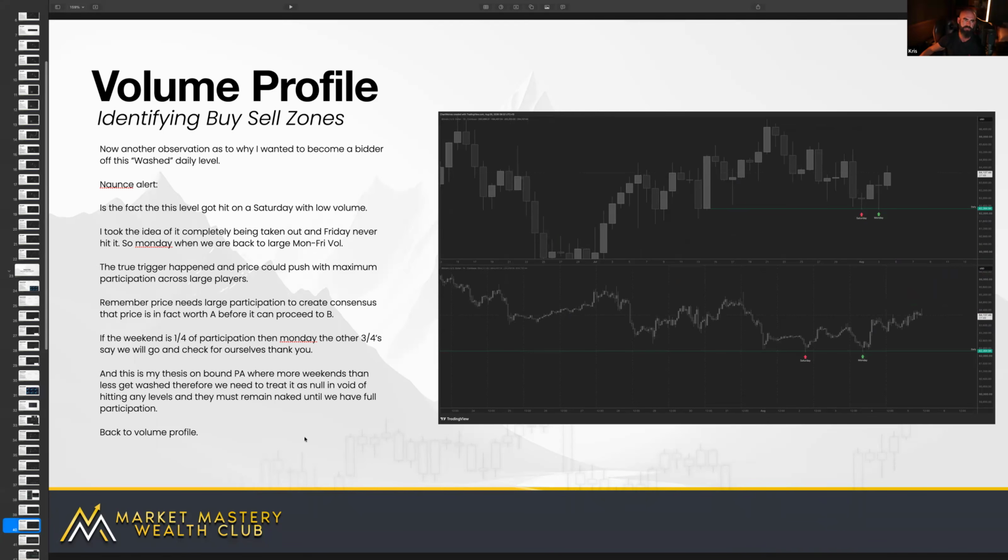So now another observation as to why I wanted to become a bidder off this washed daily level. Some of you, if you did notice, I was talking about getting in off, like when we got in off that trade on Monday, taking out the weekend. Well, it was actually Saturday that hit the daily level, the fresh daily level. Starting to look at this stuff, it's a bit of a test. It's just an observation that Saturday being so low volume, it kept the level fresh, it kept it naked, and Monday was the true tap.